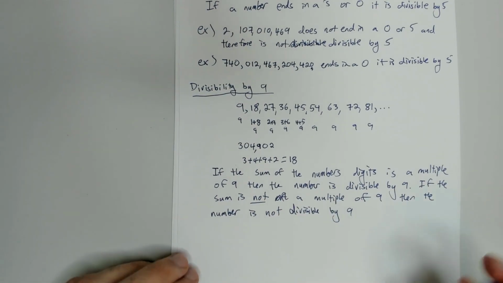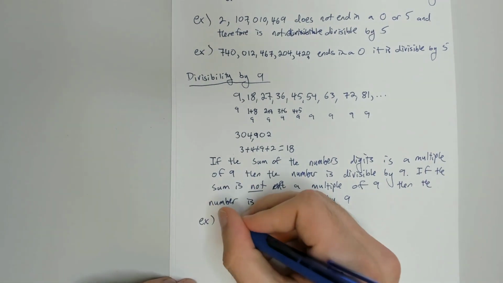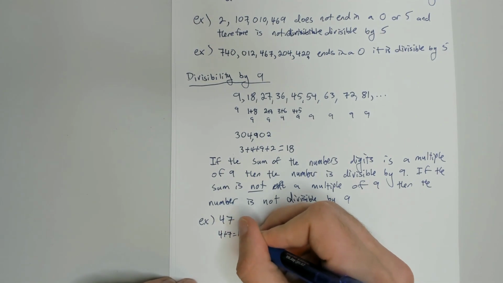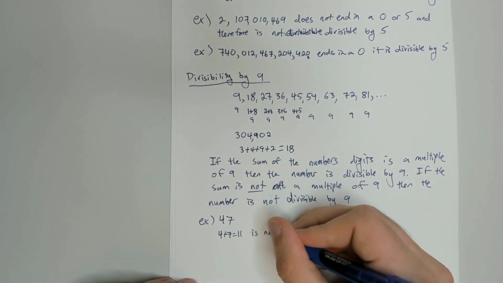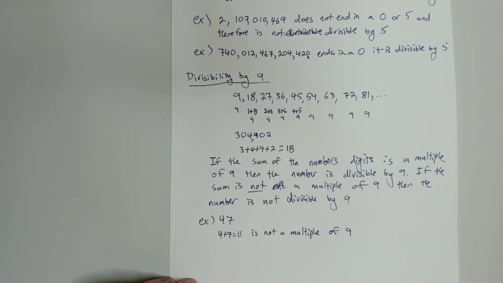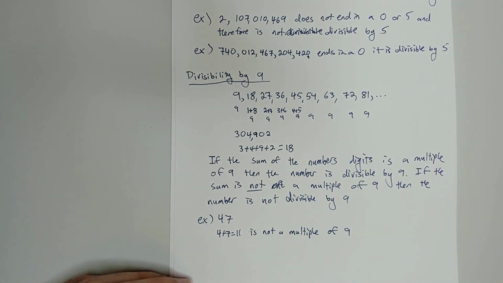All right, so for example, 47, if we add those digits, we're going to get 11, which is not a multiple of 9. So 47 itself then is not divisible by 9.